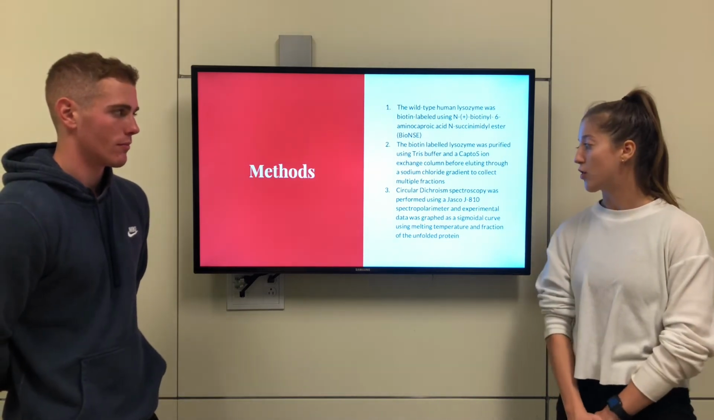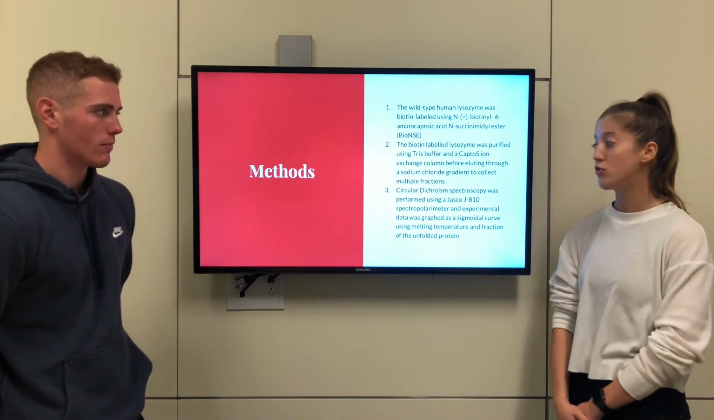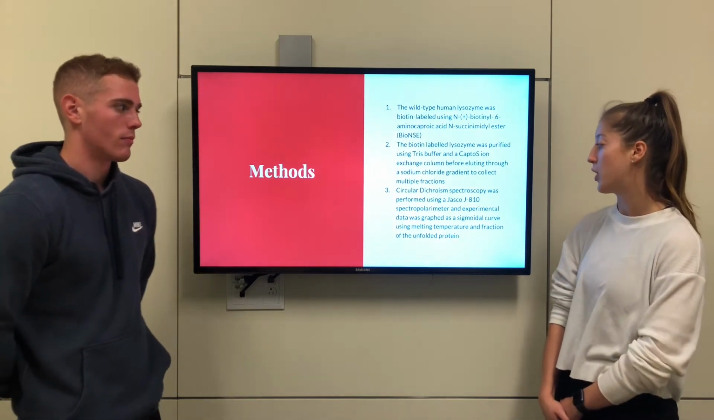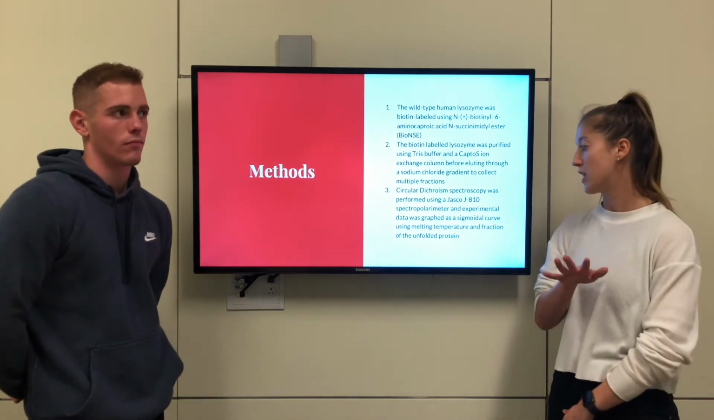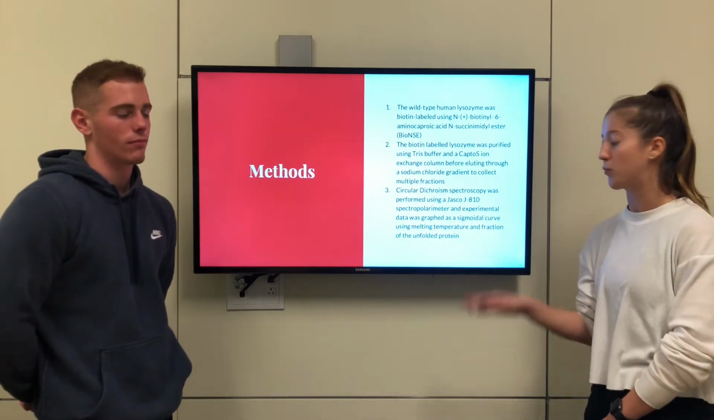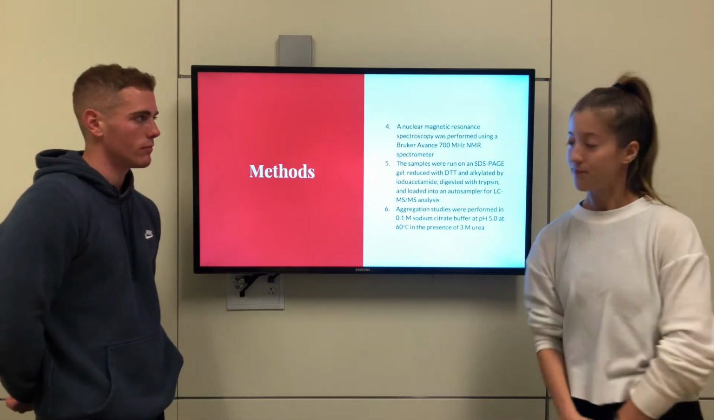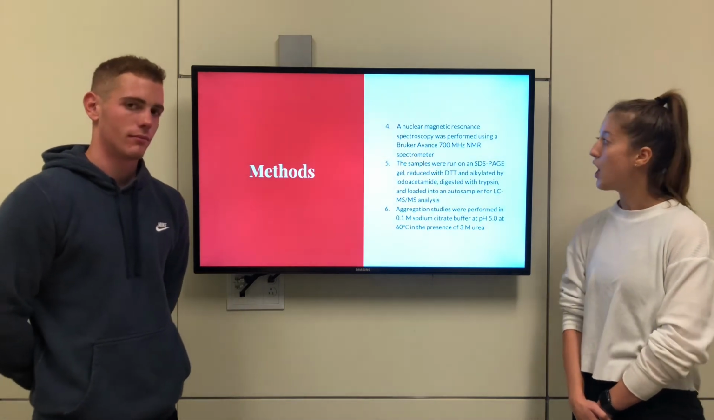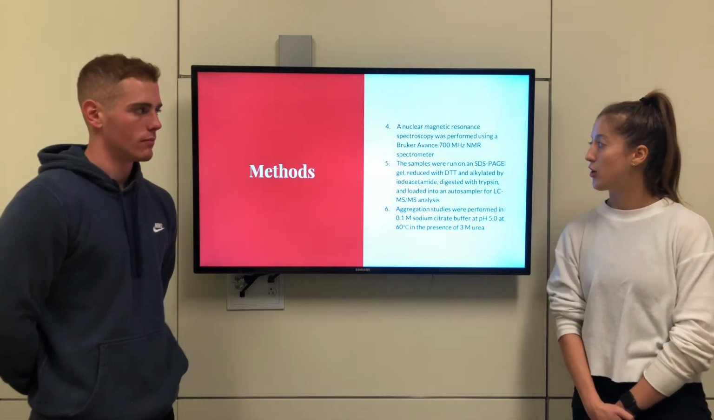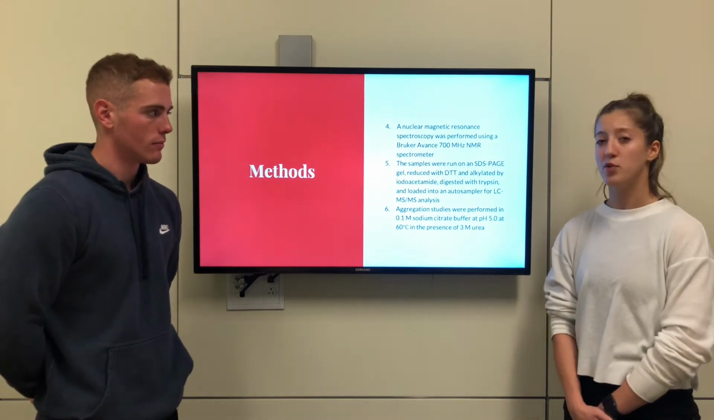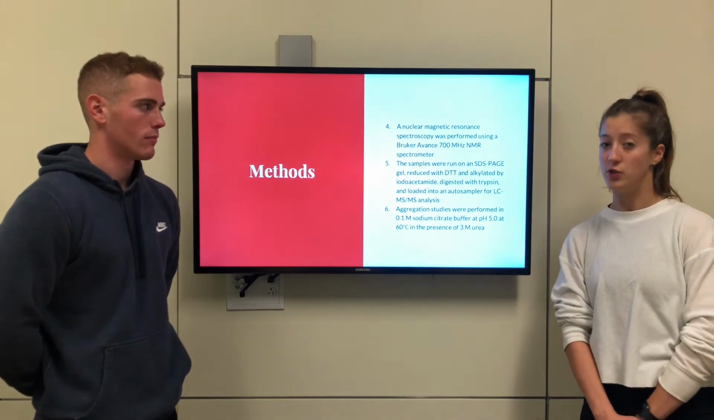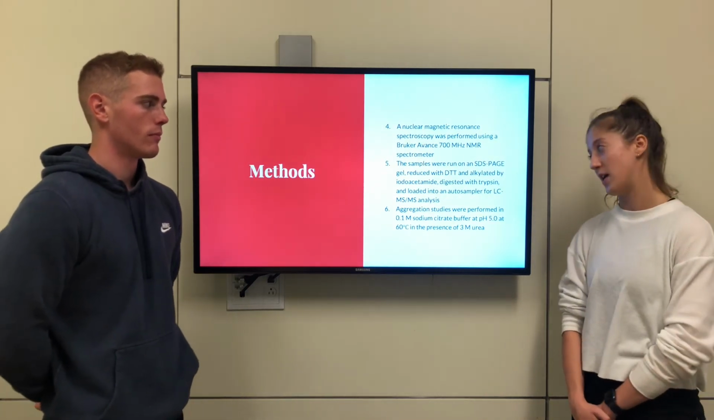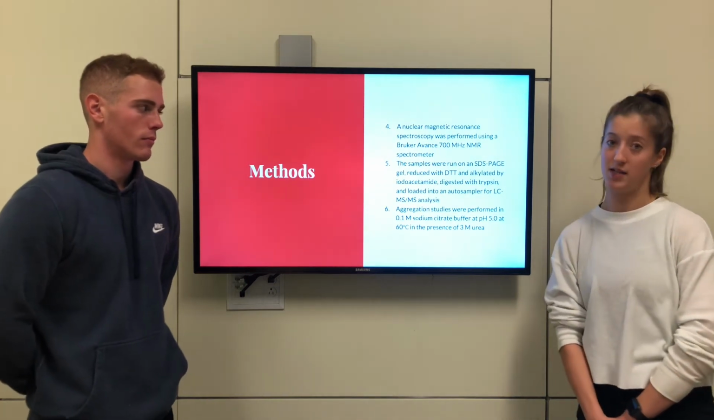Then they did circular dichroism spectroscopy using the JASCO J-810 spectropolarimeter, and the experimental data was graphed and fit into a sigmoidal curve using the melting temperature and the fraction of the unfolded protein for the X and Y axes. Then the next step was nuclear magnetic resonance spectroscopy using the Bruker Avance 700 MHz NMR spectrometer. The samples were run on an SDS-PAGE gel, reduced with DTT, and then alkylated by iodoacetamide, digested with trypsin, and then loaded into an autosampler for analysis.